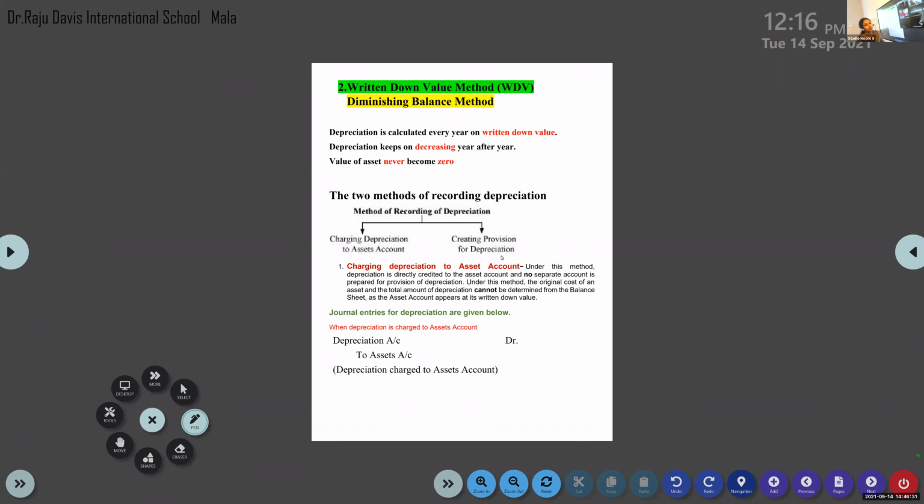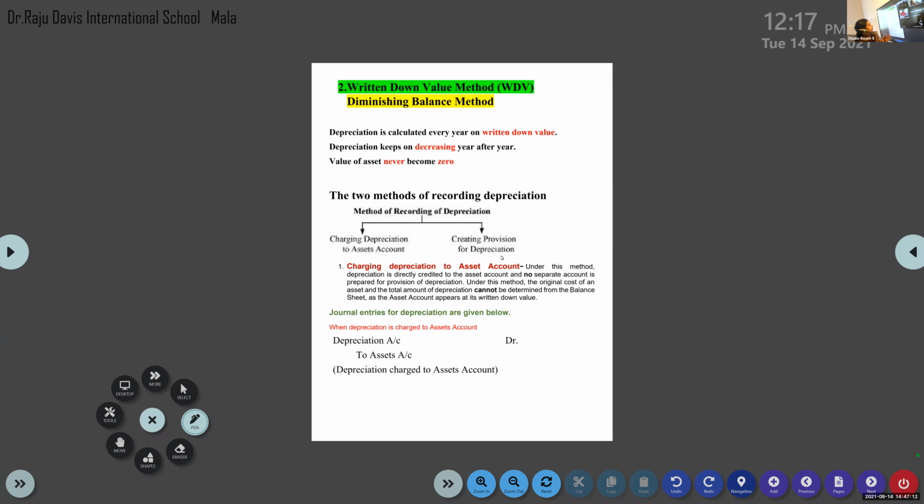So how will you know whether the business is making profit? You're getting so many incomes. From all the incomes, we will reduce the expenses. That is how you get the profit. From that income, we will reduce all the expenses. That will be the profit. So this process of finding out the profit is done by preparing a profit and loss account.